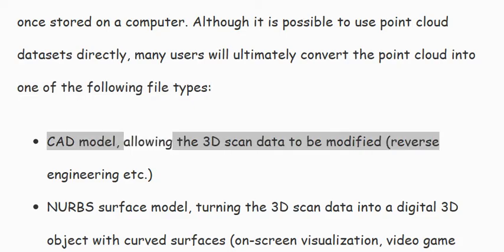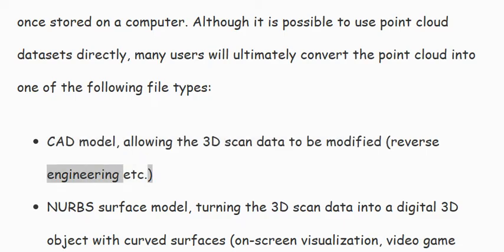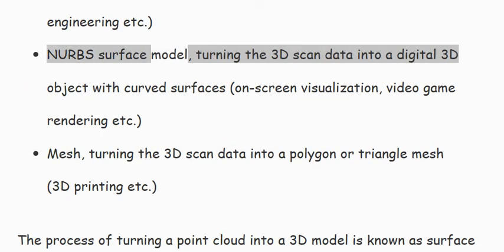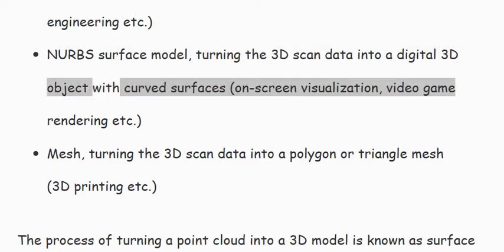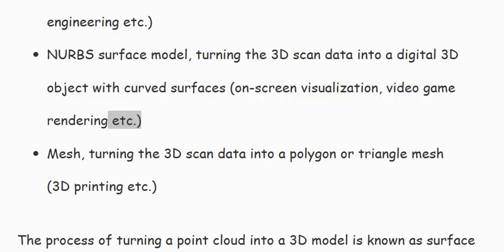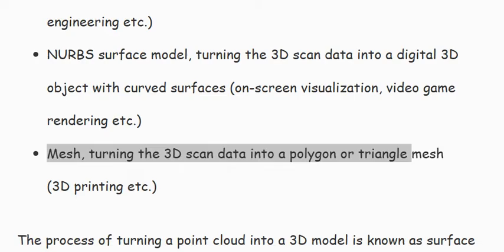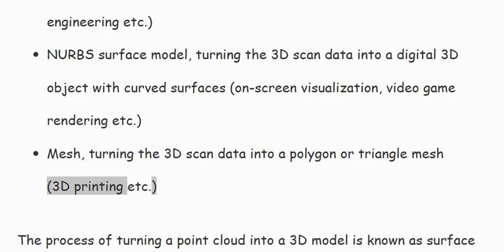CAD model, allowing the 3D scan data to be modified, reverse engineering, etc. NURBS surface model, turning the 3D scan data into a digital 3D object with curved surfaces, on-screen visualization, video game rendering, etc. Mesh, turning the 3D scan data into a polygon or triangle mesh, 3D printing, etc.